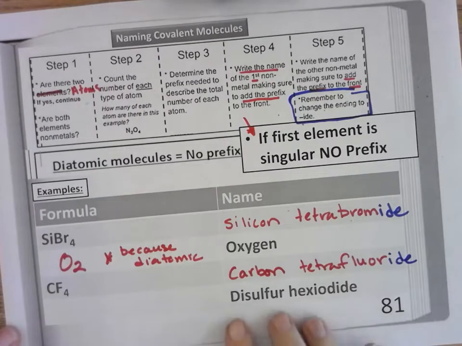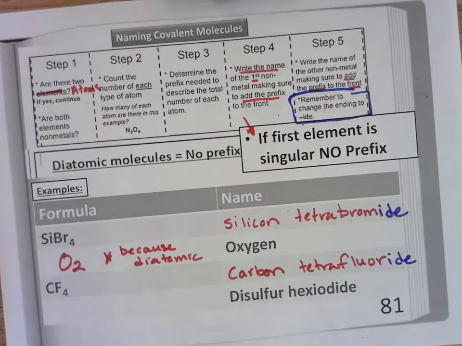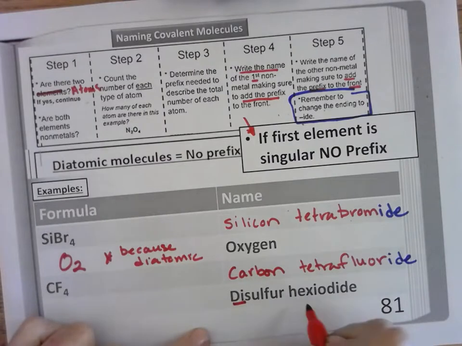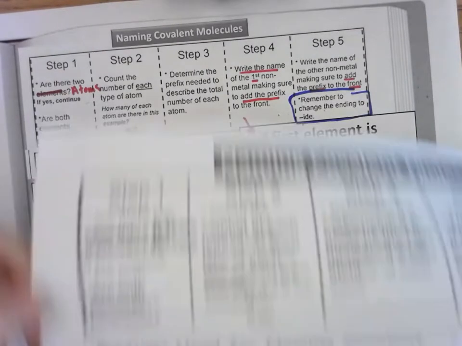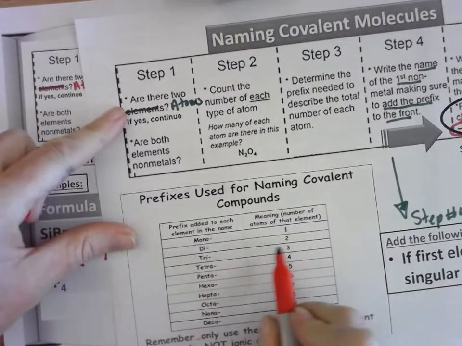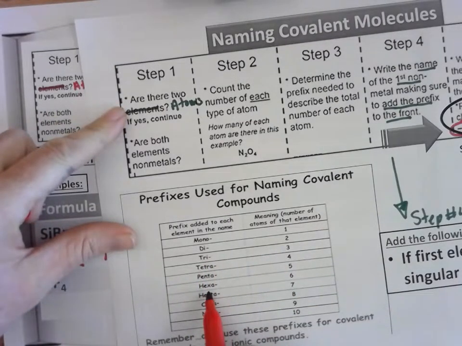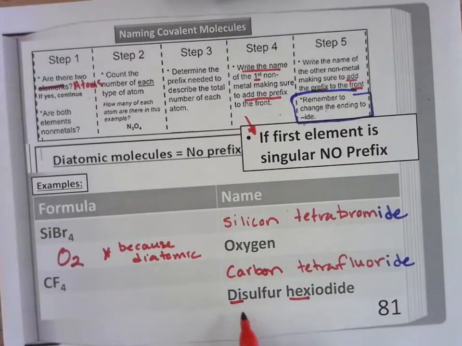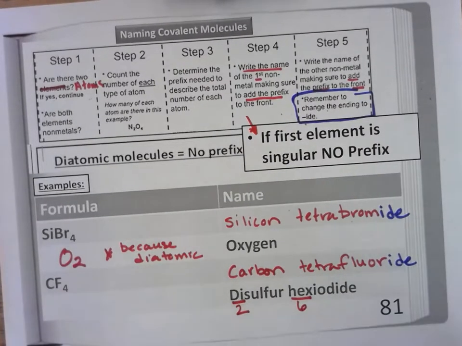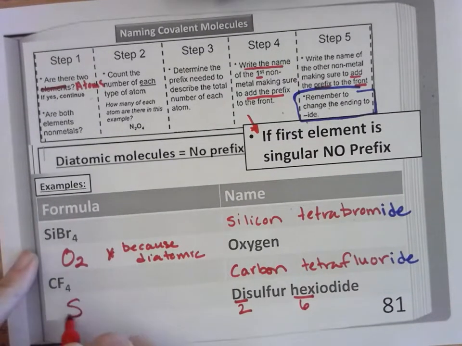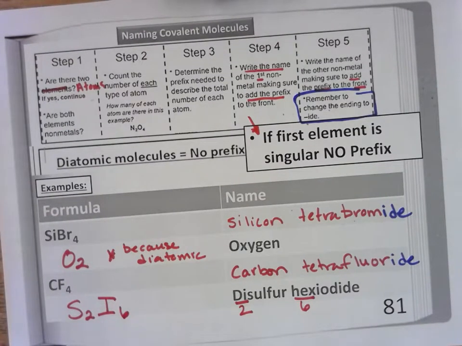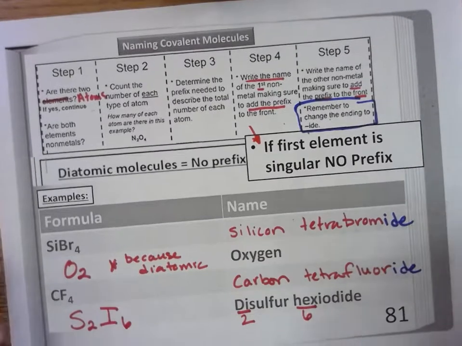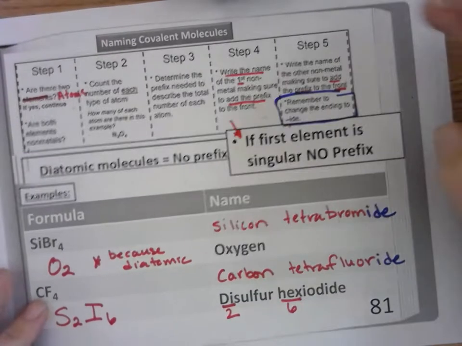All right, last one right here. I got some prefixes going on. Disulfur, di and hex are prefixes. So let's go to our list if we're not sure. Di is 2, hexa is 6. So this one is 2 and this one is 6. Now I have to take a look at the actual element. Sulfur is S, so S2, and iodide was iodine, so I6. These are examples that you should have on page 81 for naming covalent molecules.